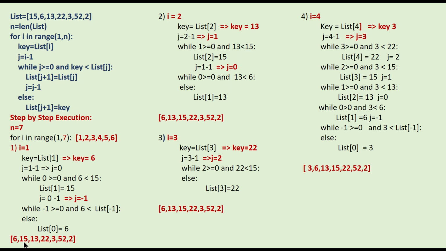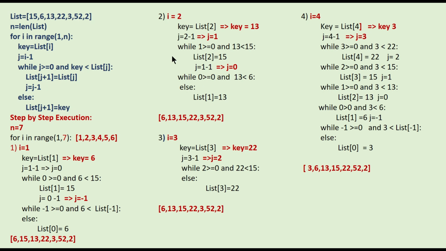Okay. So in the first position we are having 15. Is 13 less than 15? Yes, it is. So it is list of j plus 1. What is the value of j? It is 1. So 1 plus 1, 2. So list of 2, I am moving 15 to the second position, that is second index. So list of 2 equal to 15 and j is equal to j minus 1. So 1 minus 1, it will become 0.